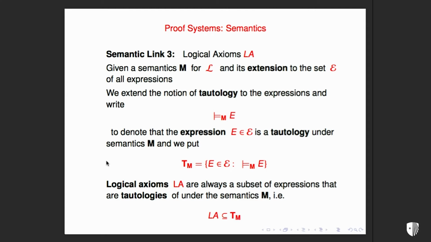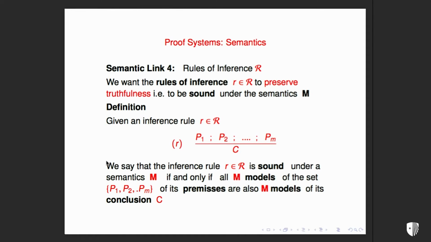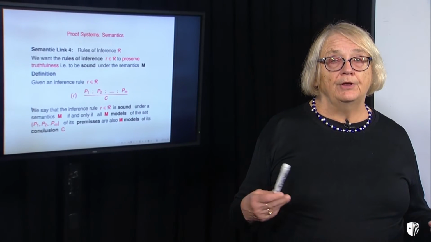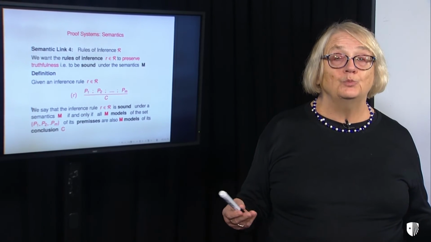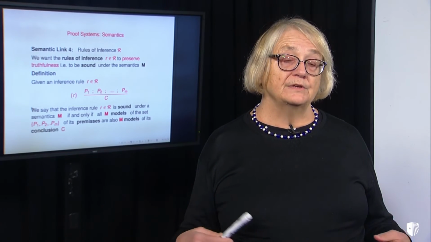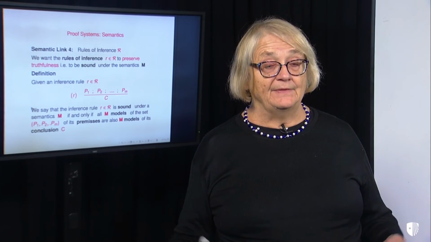Of course, for the logical axioms, we always take a subset of expressions, and we want the logical axioms to be tautologies under the semantics M. So LA is a subset of tautologies. Now we have a rule of inference, and we want the rule of inference to be sound under the semantics.